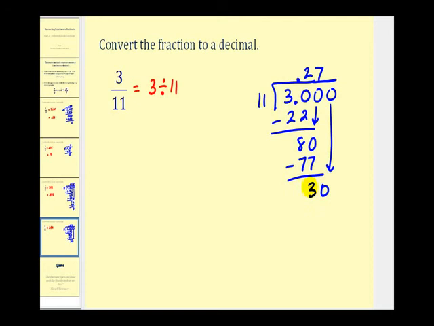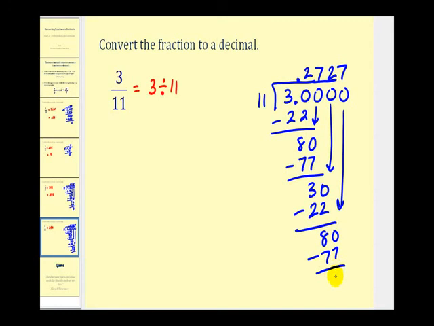Well, we asked that question earlier. That was 2. 2 times 11 is 22. Subtract. That would be 8. Add another 0 and bring it down. How many 11s in 80? Well, we just asked that question as well. That was 7. 7 times 11 is 77. Subtract. Difference is 3. Add another 0 and bring it all the way down.